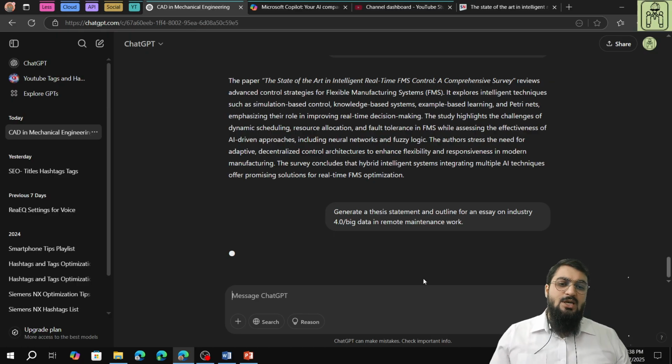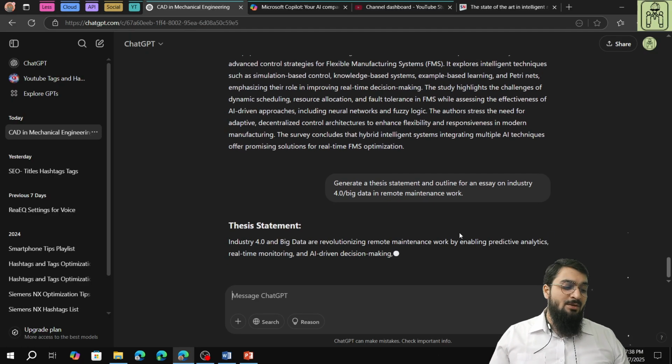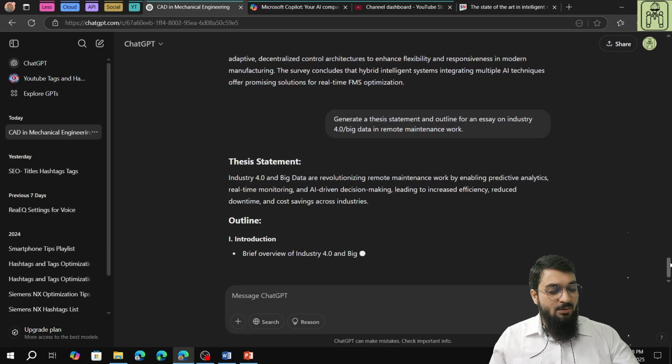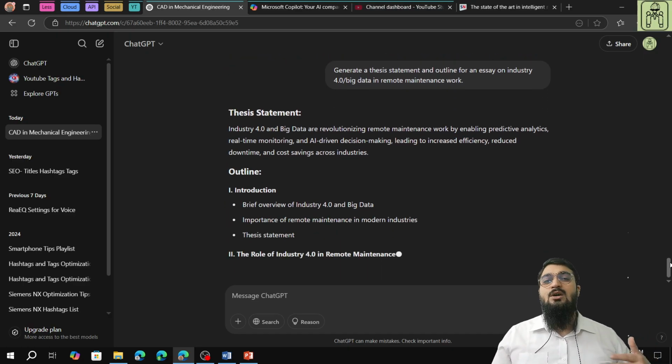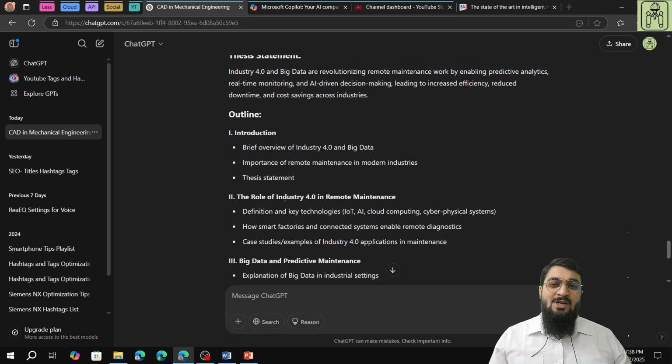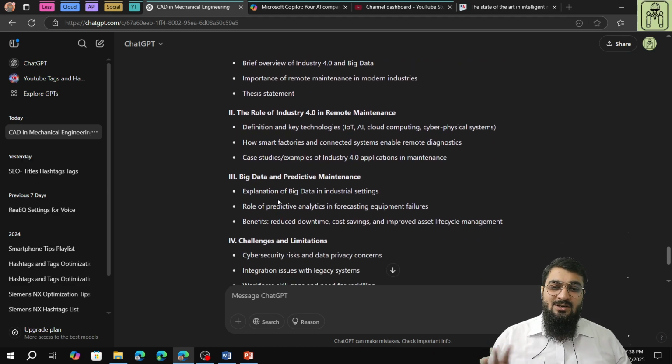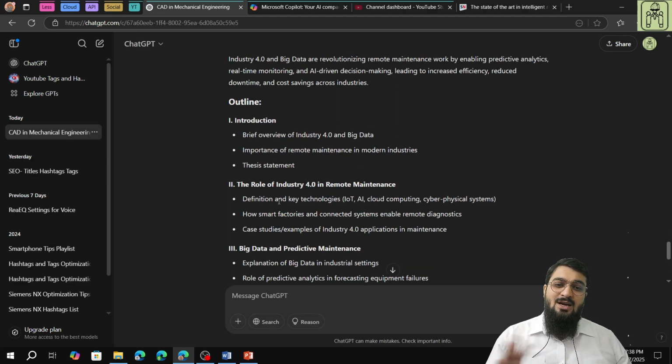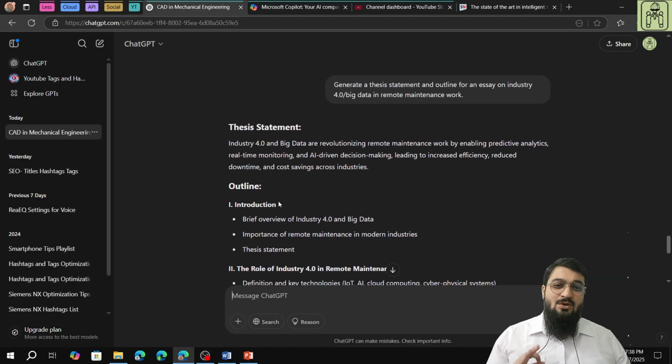and we'll press enter. So there are many types of maintenance, in which there is remote maintenance that a person can do for troubleshooting any PLC problems or any sensor problem or any logic problem which they are having in their automated machineries, assembly lines, etc. So it will give us an outline, the role, challenges, limitations, and we are good to proceed with this particular topic for research or for writing a thesis. So it is quite good.